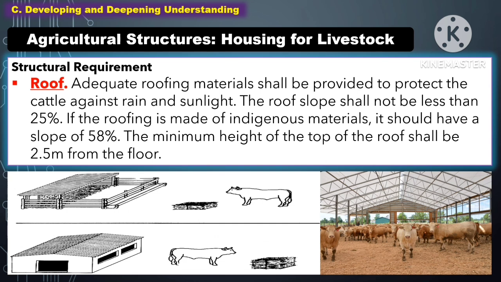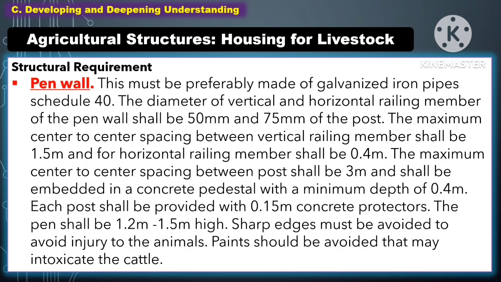Another structural requirement for housing is the roof. Adequate roofing materials shall be provided to protect the cattle against the rain and the sunlight. The roof slope shall not be less than 25%. If the roofing is made up of indigenous materials, it should have a slope of 58%. The minimum height of the top of the roof shall be 2.5 meters from the floor.